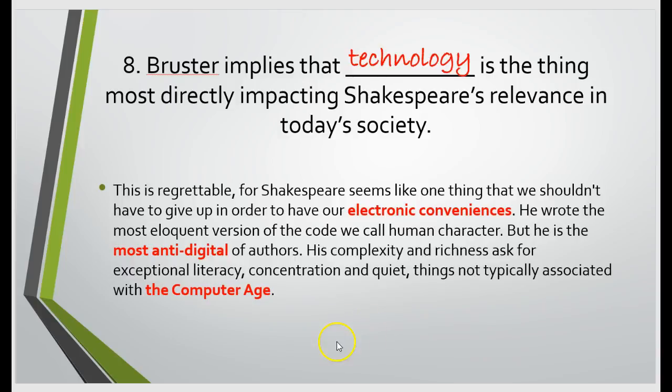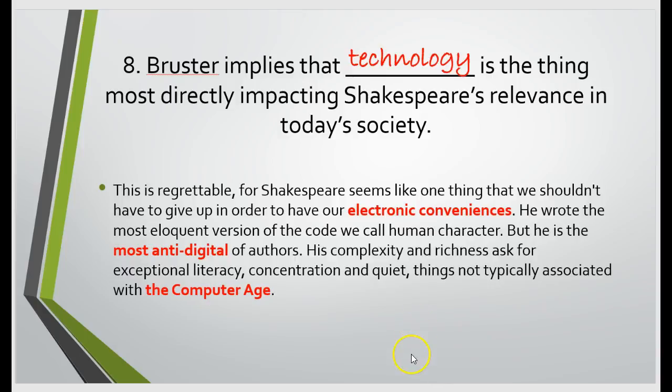All right, question 8. If we had to fill in the blank here, I think Brewster would imply, or definitely strongly implies, that technology is the thing that is most directly impacting Shakespeare's relevance in today's society. We have to kind of piece this together, because he doesn't come out and say this statement, but he does make lots of references to electronic conveniences.